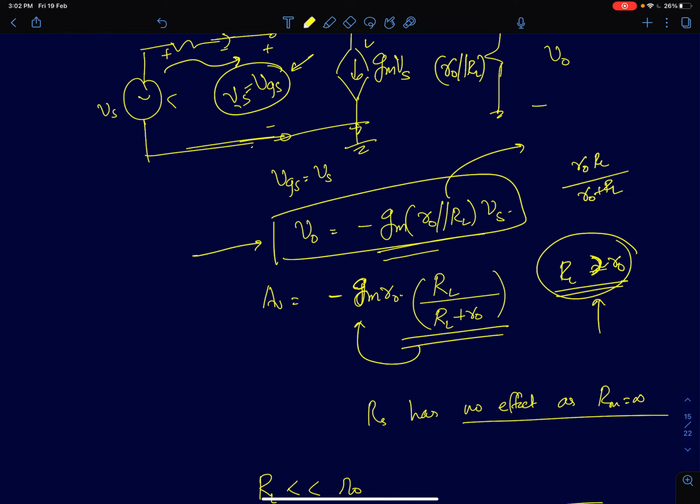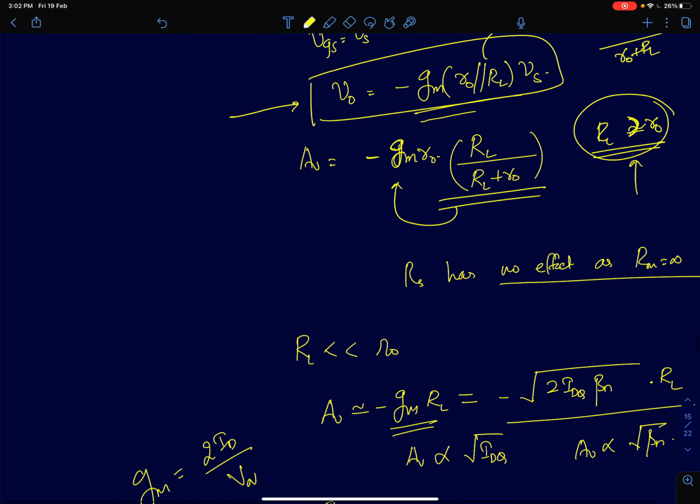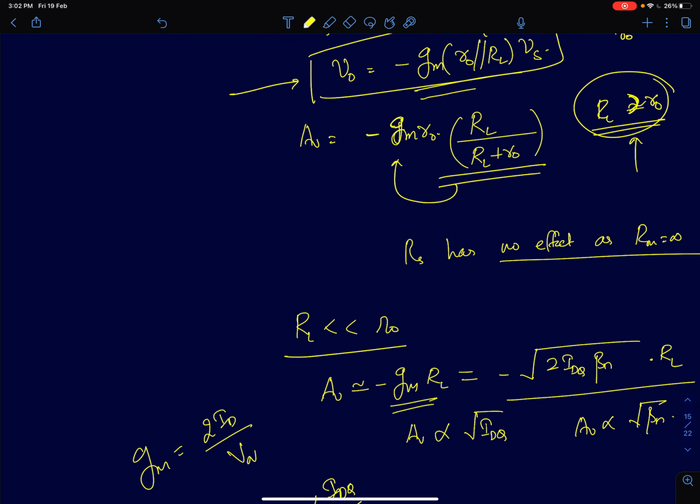What happens when the load resistance is very small? Meaning when RL is much smaller than R0, R0 parallel RL can be approximated to RL itself. So the gain becomes minus GM RL. So now if you see the gain, if you expand GM in terms of the drain current and W by L, you get an expression: root of IDQ beta n into RL.